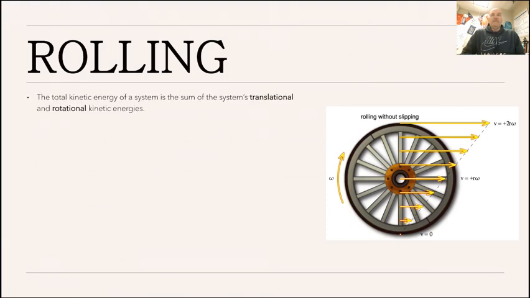So when we have an object that is rotating and moving linearly, it'll have both of those kinetic energies. It'll have the translational kinetic energy, which is the 1/2 mv squared, but then it'll also have the rotational kinetic energy, which is that 1/2 I omega squared. So the total kinetic energy for the system is going to be your translational kinetic energy plus your rotational kinetic energy. So that 1/2 mv squared plus 1/2 I omega squared. But remember, you can write I and omega in terms of m and v.